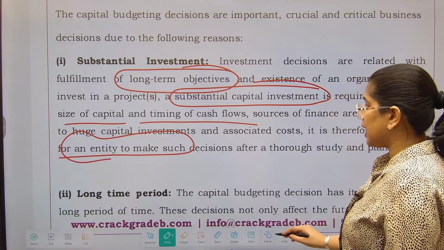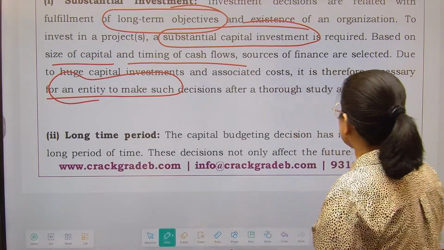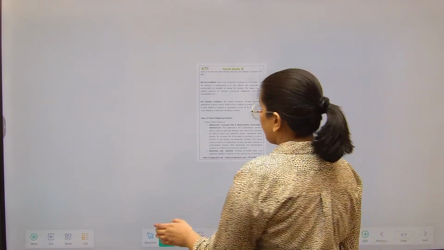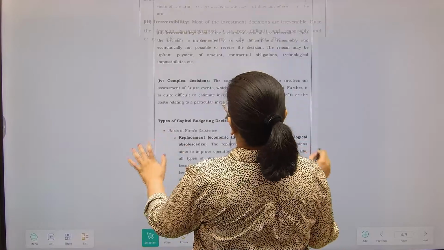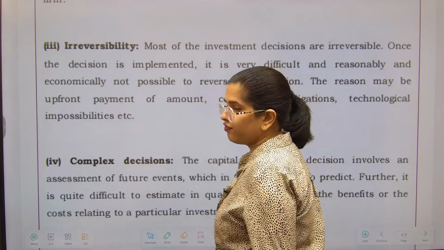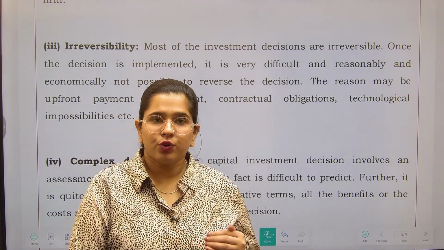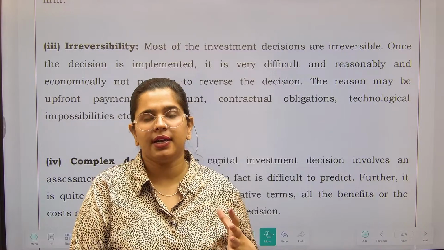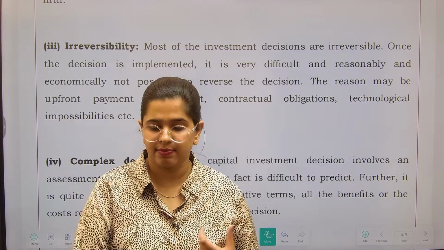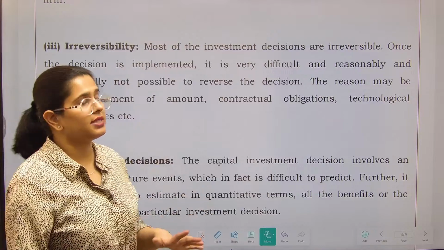Next thing is long time period. So there is a commitment of long time. The capital budgeting decisions have their effect over a long time. They don't only affect your future benefits but also impact the rate and the direction of your growth. So if you have to function with a future oriented, profitability oriented growth rate, you have to keep a watch over your capital investment decisions. Next we have irreversibility. Once you have made such kind of decisions, they are irreversible.